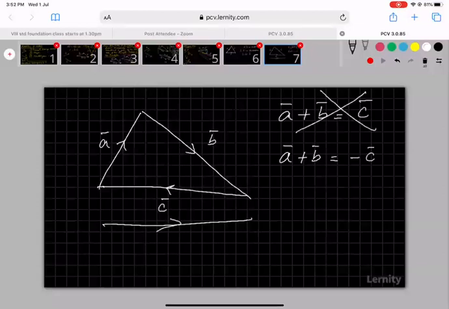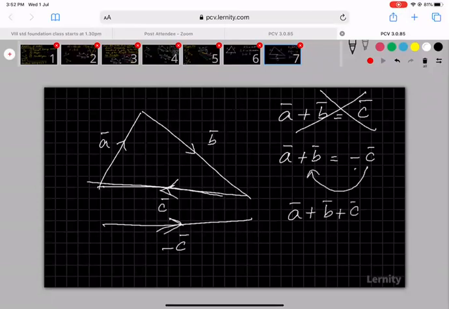C bar is given as this. The opposite vector with the same magnitude would be minus C bar only. So A bar plus B bar can be written as minus C bar. In fact, I can bring this minus C bar to the other side and say A bar plus B bar plus C bar is equal to 0 bar. Sum of all three vectors is basically 0.